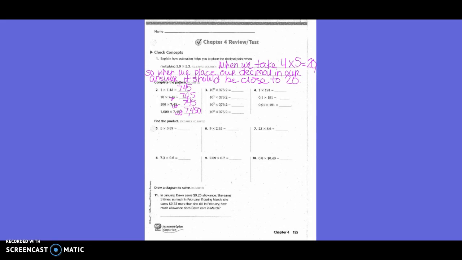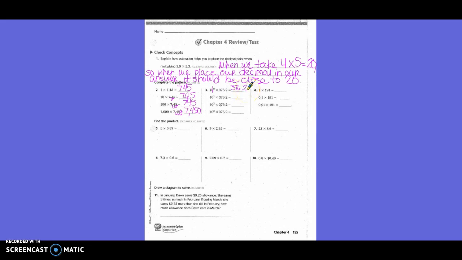All right. On number 3, we're going to have to do just a little bit more work, right? So 10 to the 0 power is also what? 1. So I'm going to put a 1 over this. And then do I have to show any looping? No, because anything times 1 is itself. So my answer is 376 and 2 tenths.